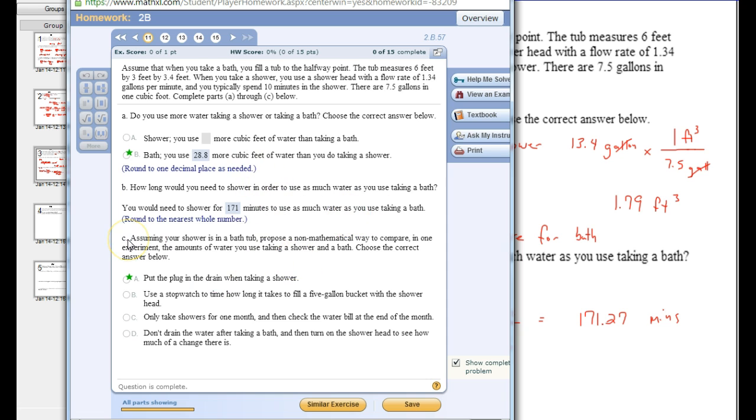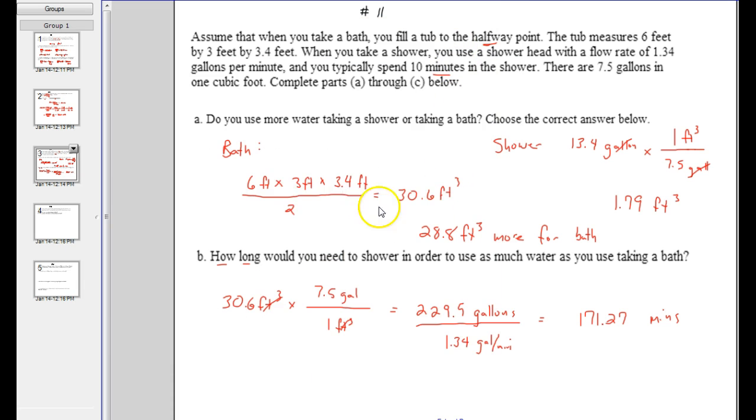And then part C, I just wanted to show you on here. It says, assuming your shower is your bathtub, give a non-mathematical way without the flow rates. So it's just a common sense thing. Just put the drain in when you're taking the shower and see how much you use. Alright, so anyway, that was a common sense one for part C. That's why I didn't put anything in there. But there's the math needed to do parts A and B.